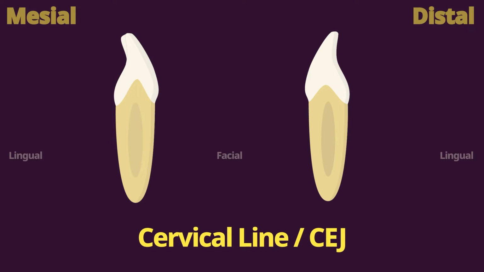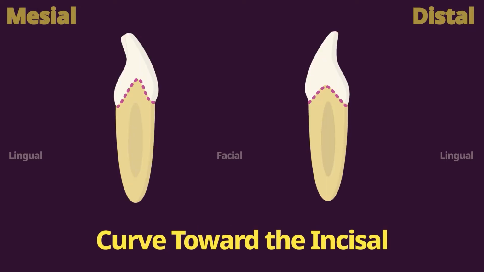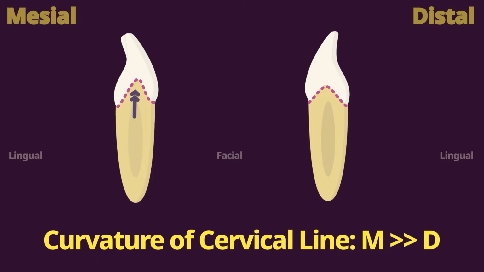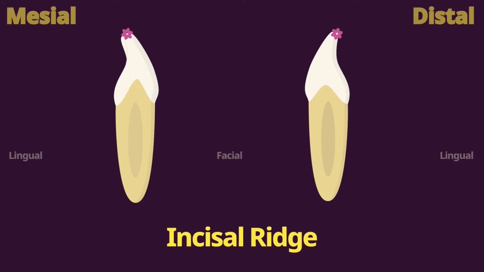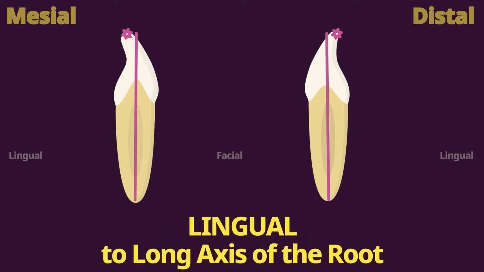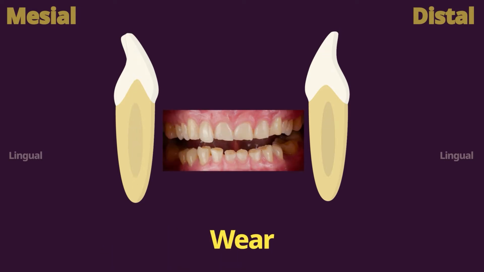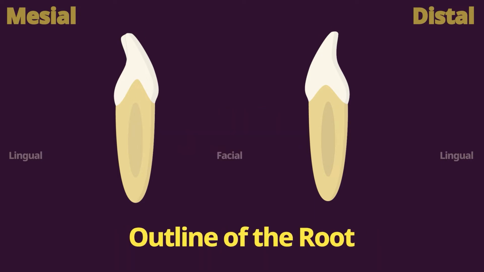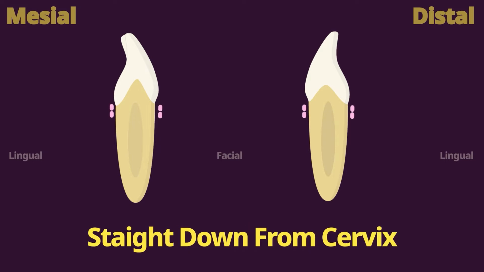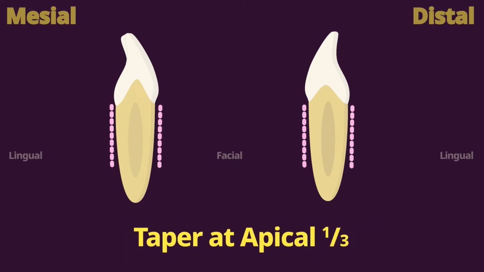The cervical line, or the CEJ, where the crown meets the root, has a curve towards the incisal. The mesial is more prominent than the distal. For the mandibular lateral incisor, the incisal ridge is going to be lingual to the long axis of the root. And if the mandibular lateral incisor has wear facets from incising against the maxillary incisors, it's going to have a labial inclination.